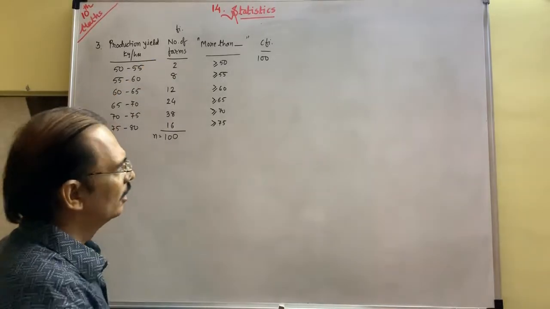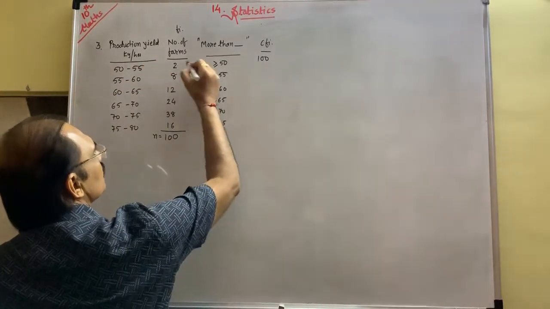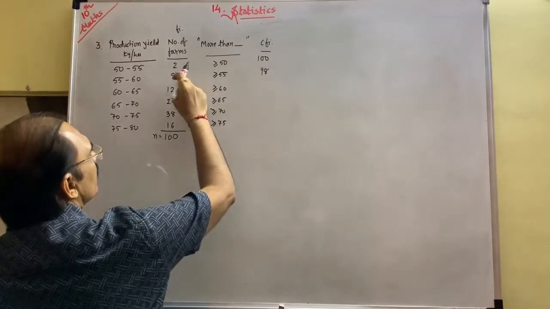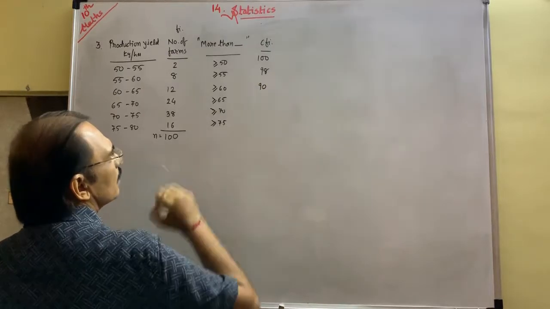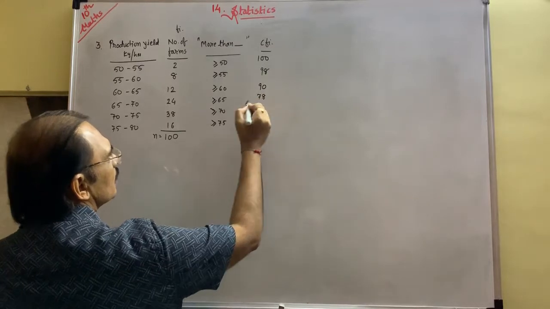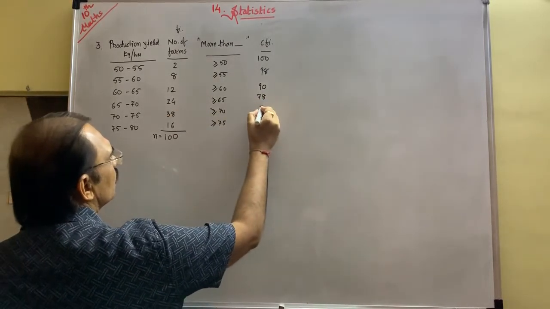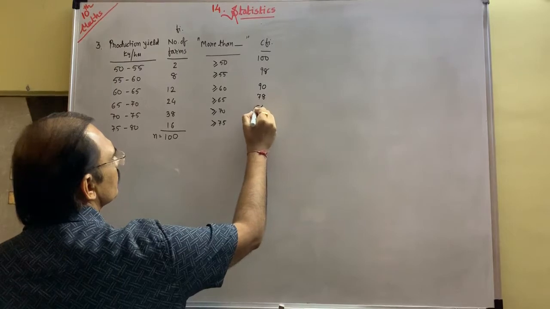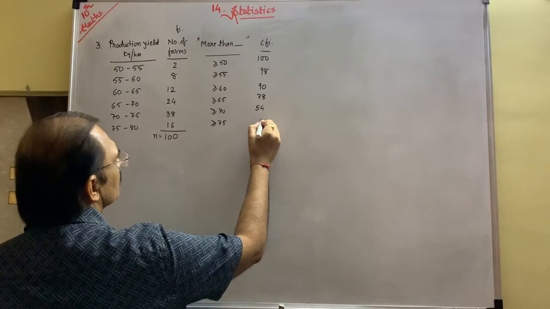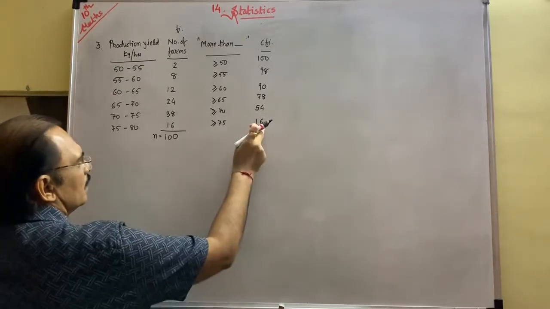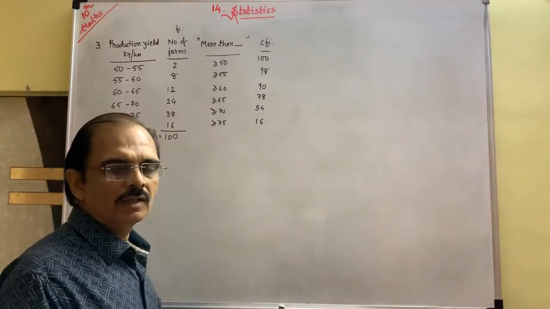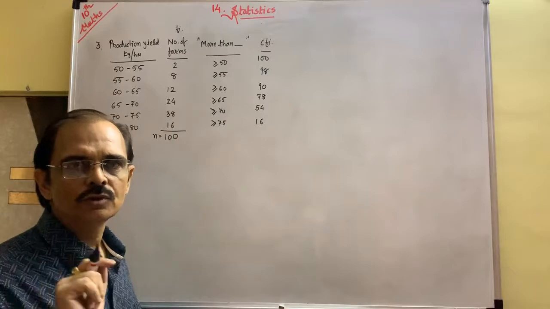2 is not there, so I can write like this: 100 minus 2, 98. Now 98 minus 8, 90. 90 minus 12, 78. 78 minus 24, 54. 54 minus 38, 16. And 16 minus 16, 0. So we convert this into more than type. Now draw the ogive.